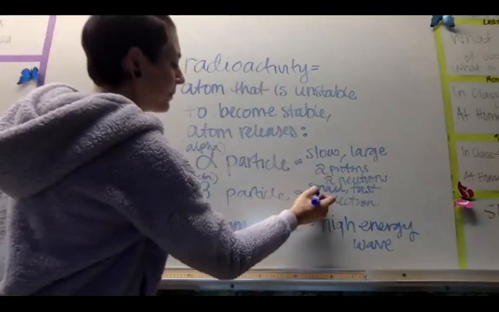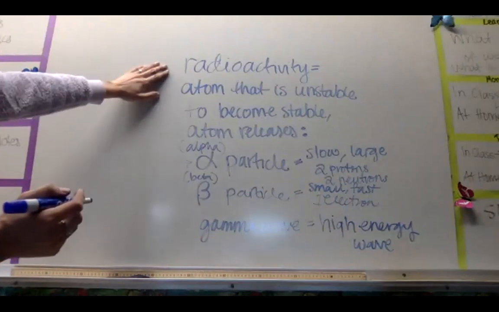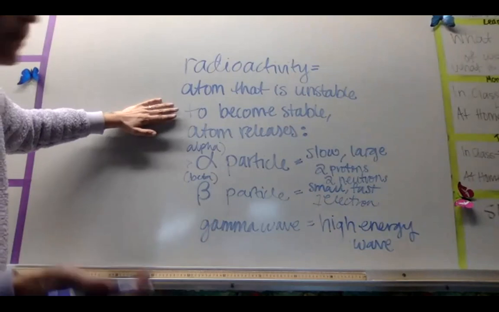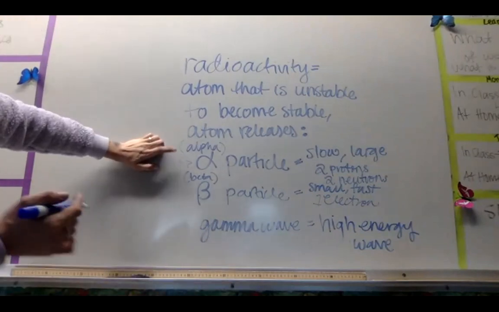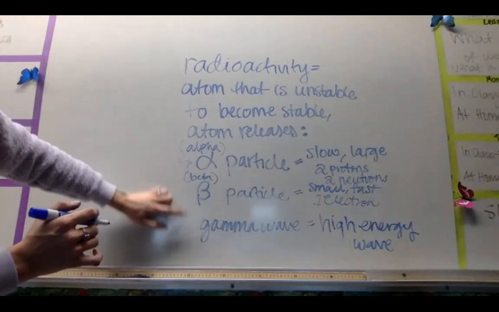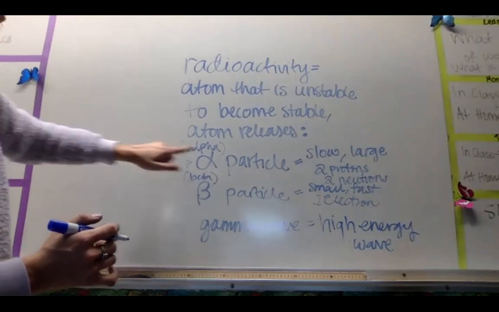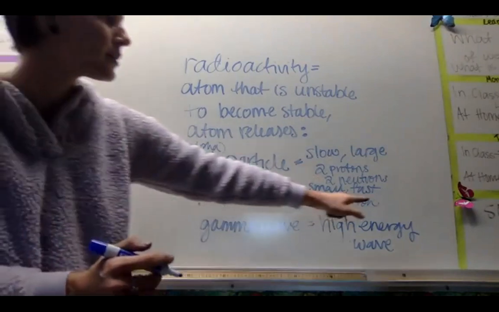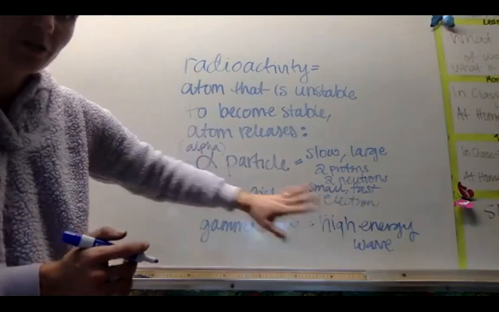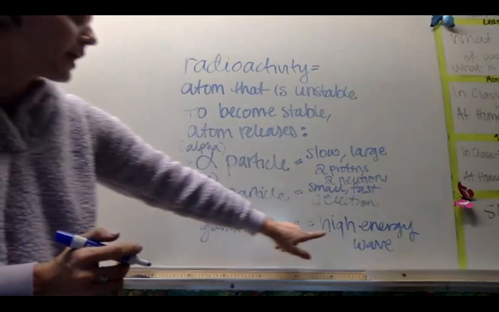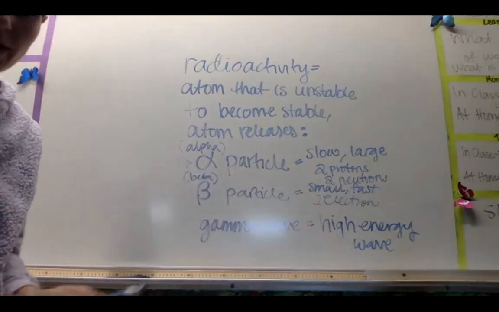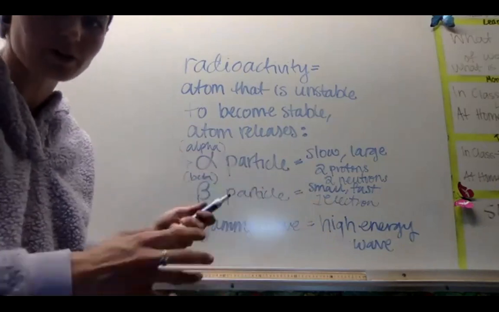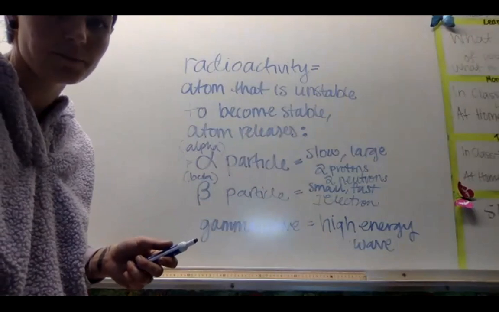And so what happens in radioactivity is that an atom that is unstable has to release something to become more stable. It can release either an alpha particle, a beta particle, or a gamma wave. Alpha particles are slow. They're made of 2 protons and 2 neutrons. Beta particles are very fast because they're just 1 electron, so they're super small. And then a gamma wave is a high energy wave. So that's the answer to what makes an element radioactive and what types of particles are released by radioactive elements.